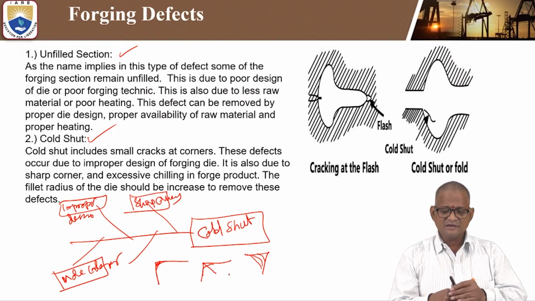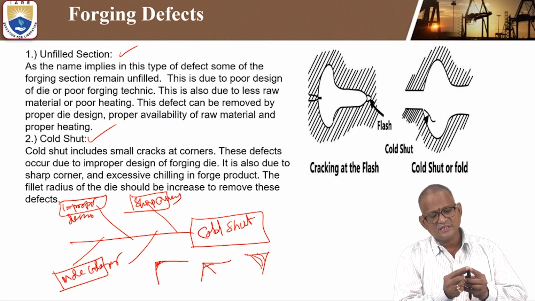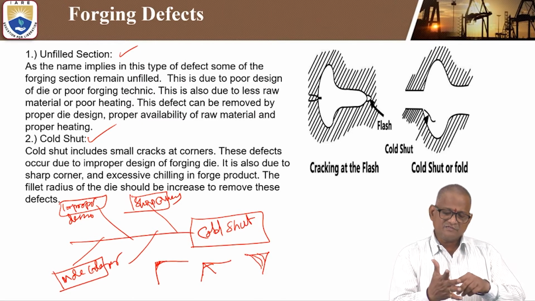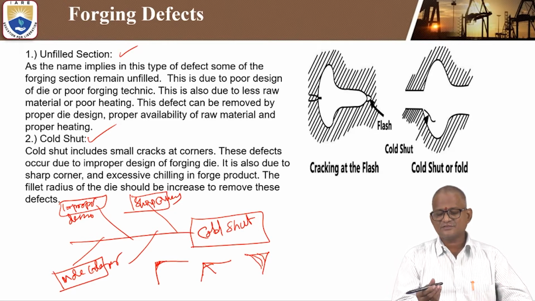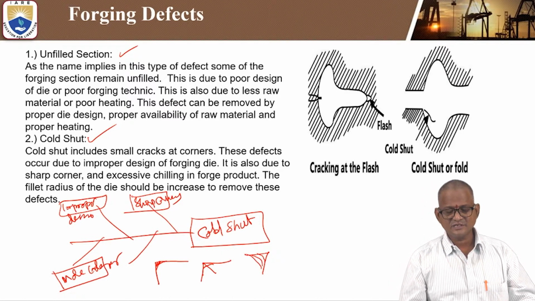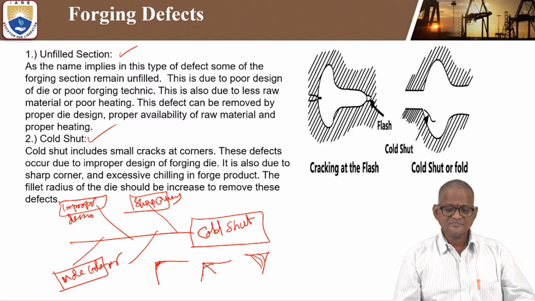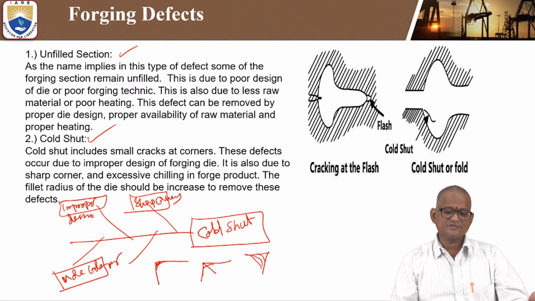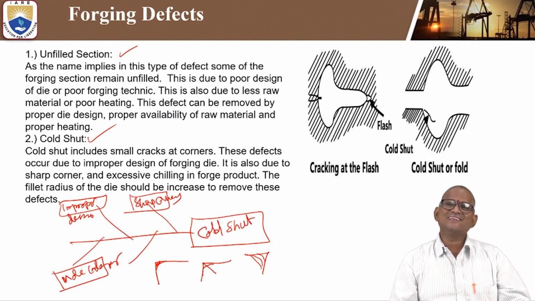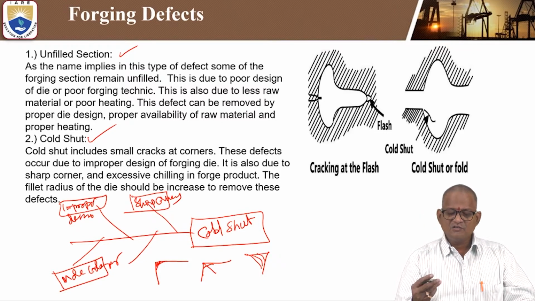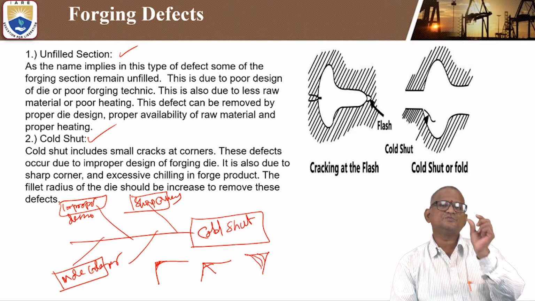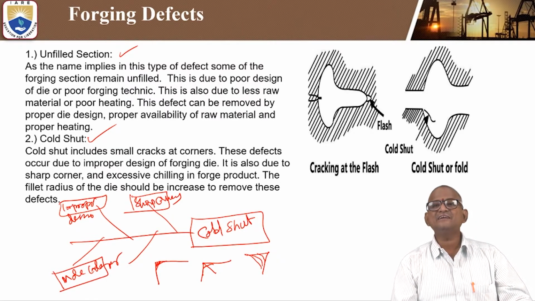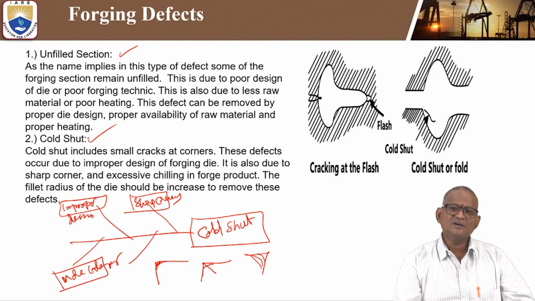Even in this pen, you can see a fillet. If there is no fillet, some sharp corner may occur, and when touched it can cause cracks and be dangerous for human beings. So this is what it is about, cold shut. The remedies: there is a defect called cold shut because of improper design, sharp corners and more chilling, more cooling. To avoid it, the design should be proper, and sharp corners can be eliminated by increasing the fillet radius.